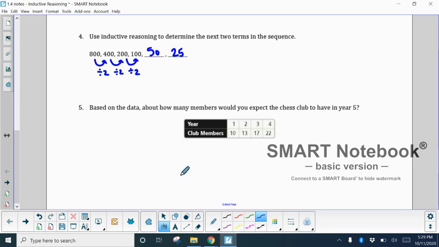Go ahead and see if you could do number 5. It's the same type of thing. Here we're talking about a chess club, and then each year how many members are in it. So based on the data, about how many members would you expect the chess club to have in year 5? So again, pause the video and see if you can come up with how many people will be in the chess club the following year after year 4.